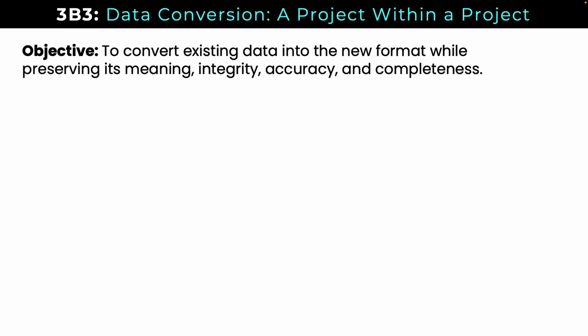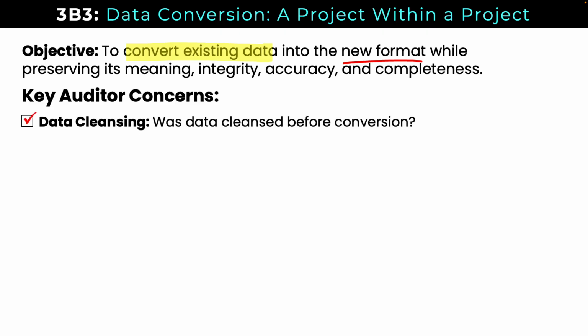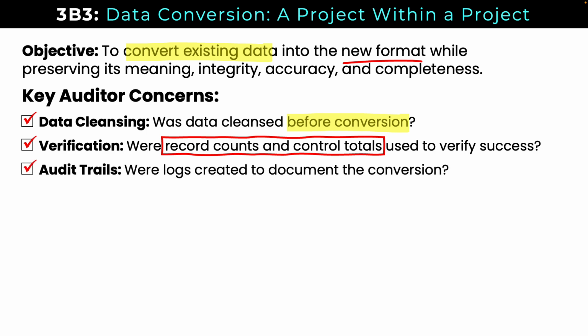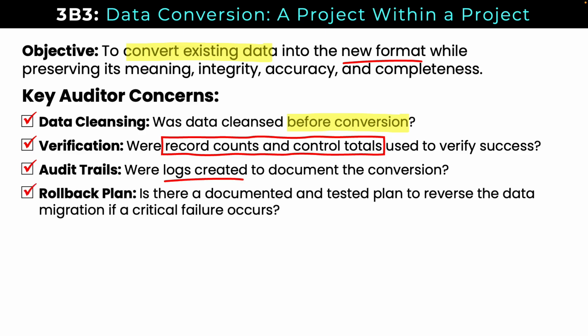So our objective with data conversion is to convert our existing data into a new format while preserving its meaning, integrity, accuracy, and completeness. From an auditor perspective, our key concerns here are data cleansing. So was the data cleansed before conversion? Verification, were the record counts and control totals used to verify success? So did we quantitatively verify success? Were logs created to document the conversion? Is there a documented and tested rollback plan to reverse the data migration if a critical failure occurs?